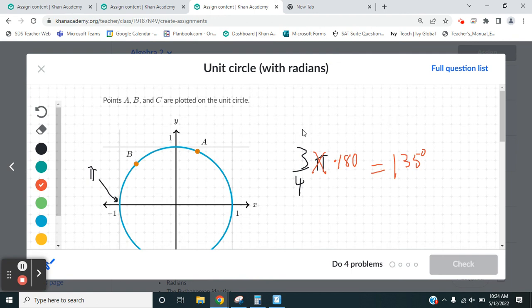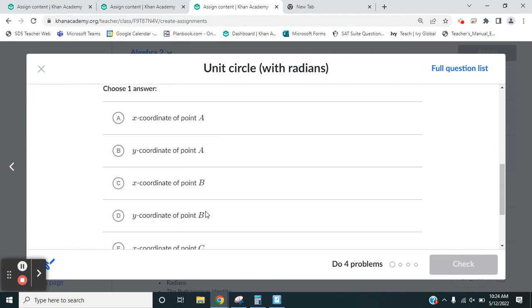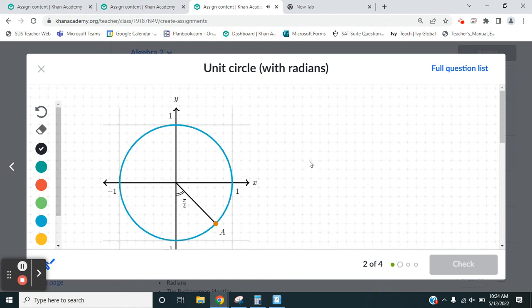So now once we've converted it to something we're more familiar with, it's just like the problems we did earlier, right? So let's go to 135. 135 would be past 90, but not yet to 180, right? We're still at B. The question then says, what's the cosine of that? Well, cosine is X or Y? X. So we're talking about the X coordinate of B. All right, so this is just the same as the previous assignment. It's just in radians. You might have to convert. Deal? All right, let's do it.